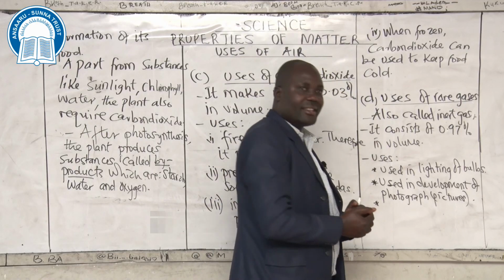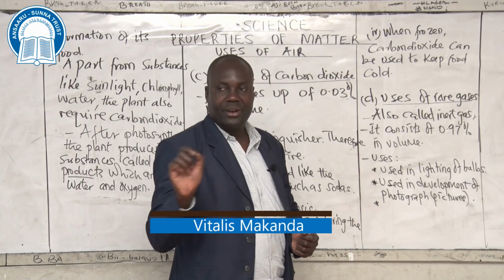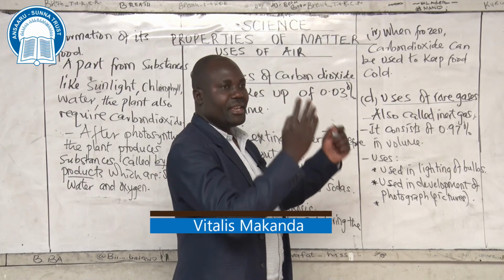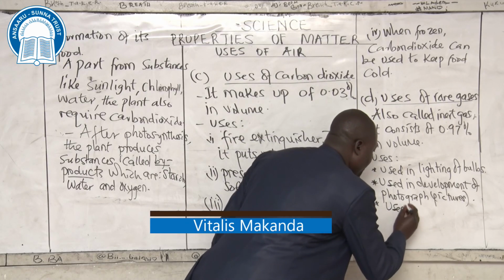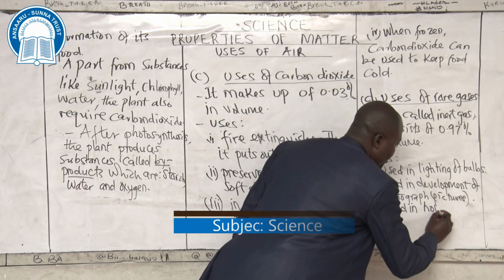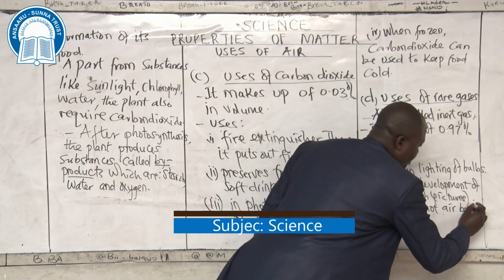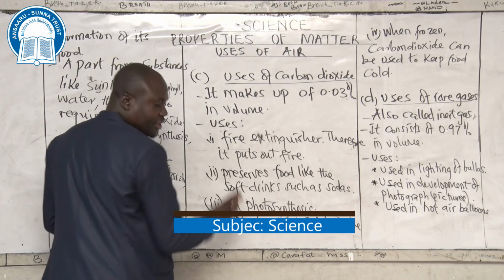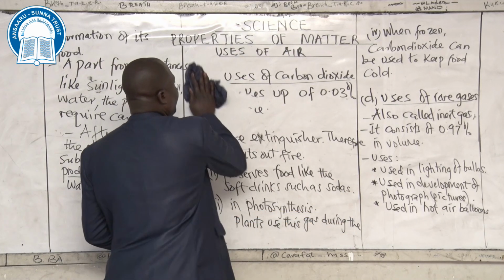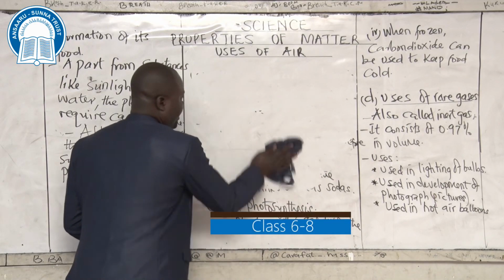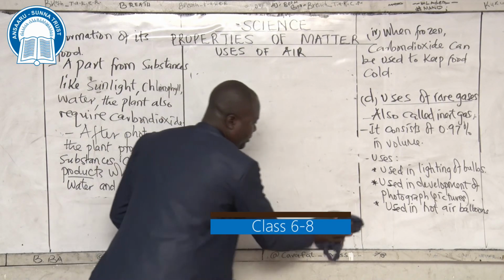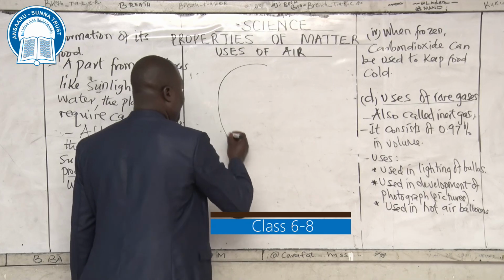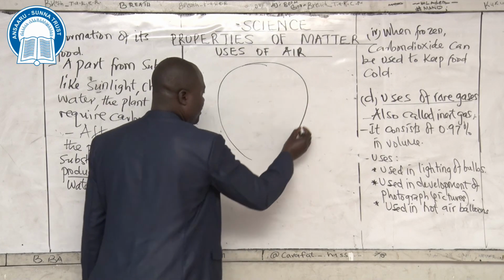And rare gases are used in hot air balloons, which are majorly used by tourists and other people who like being airborne. So, used in hot air balloons. Which are these hot air balloons? You may find a structure of this type, which we call hot air balloons. Something of the sort, which looks like a real balloon, like this.